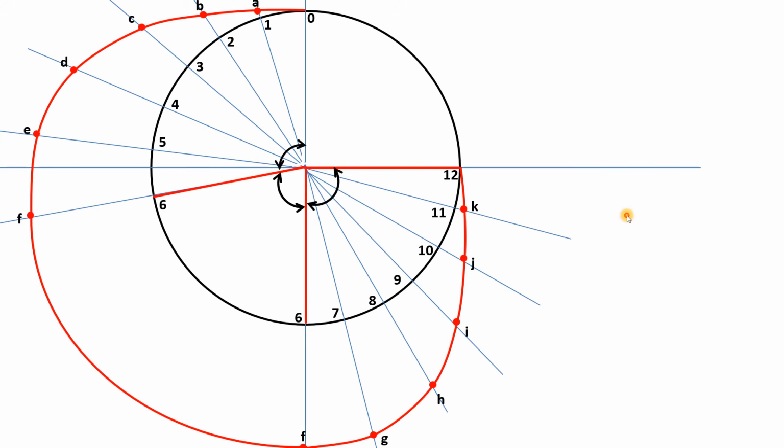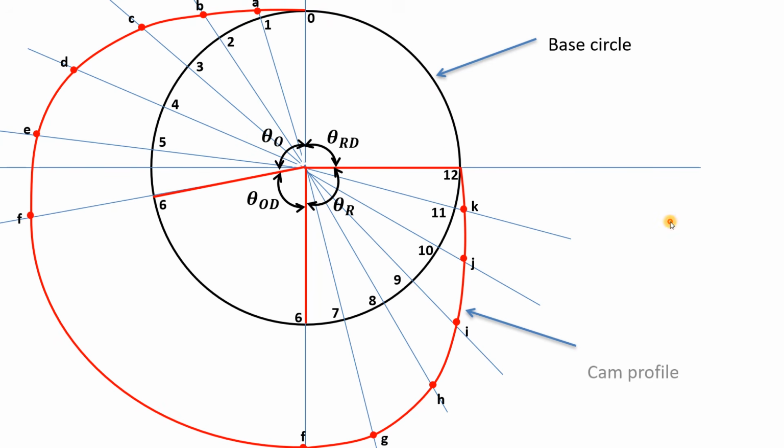This is the outstroke, then outstroke dwell, return stroke and return stroke dwell. This is the minimum circle or base circle. Then this is the cam profile. Please remember that this circle is also part of the cam profile. This red part as well as this curved part of the base circle is also part of the cam profile. So in this way we can draw a cam profile in case of knife edge follower. Thank you very much for watching.